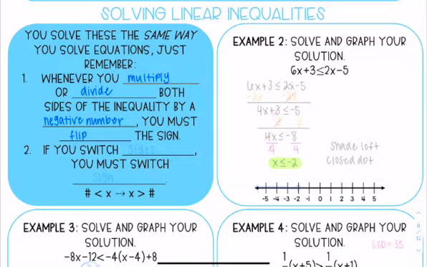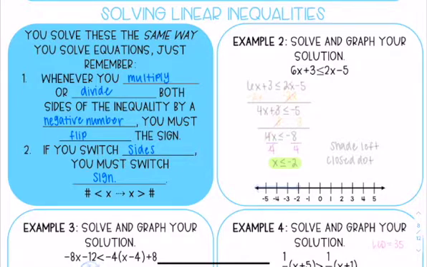So if you multiply or divide by a negative number on both sides, then you have to flip or switch the sign. If you switch the sides, then you must switch the sign. So if I have a number is less than x, if I want to make x go to the left-hand side, I have to flip the sign as well. So let's try this with example number 2.